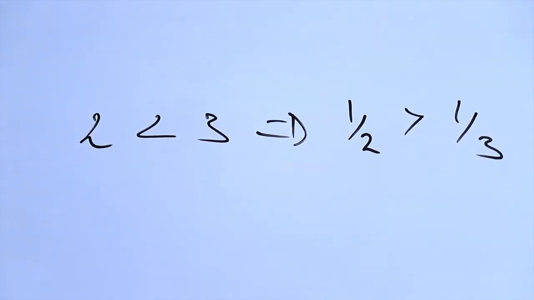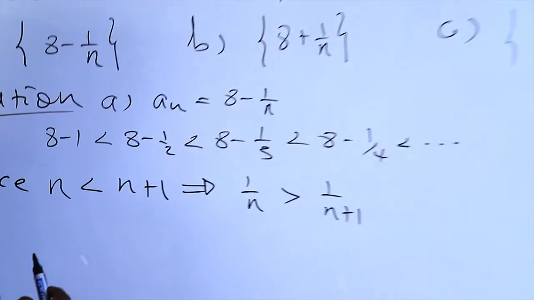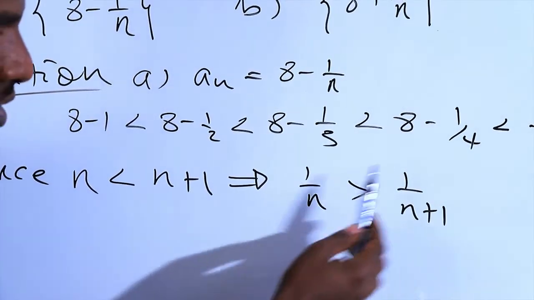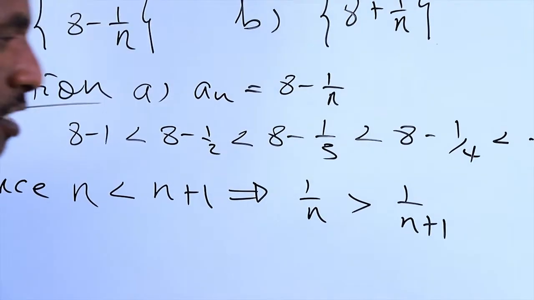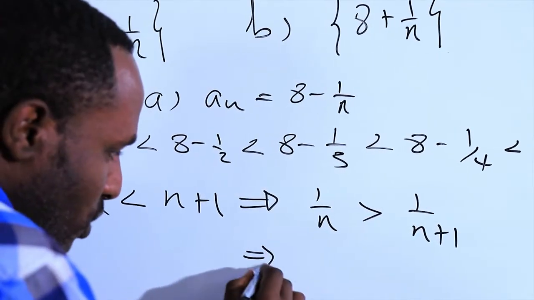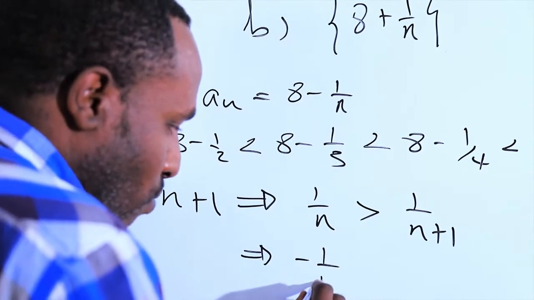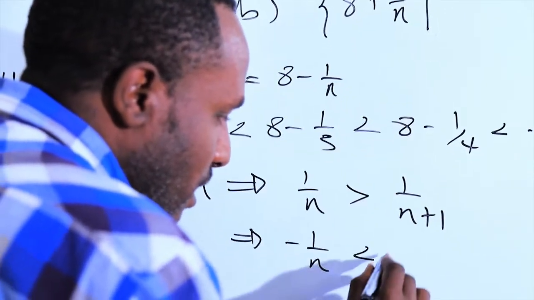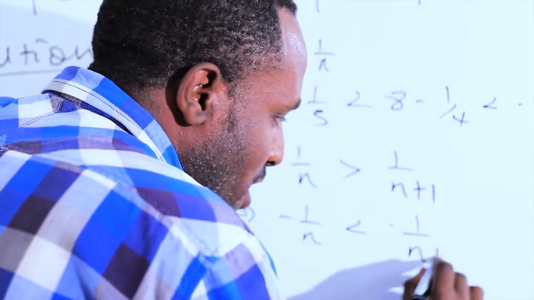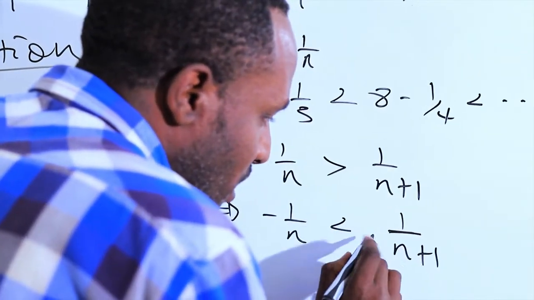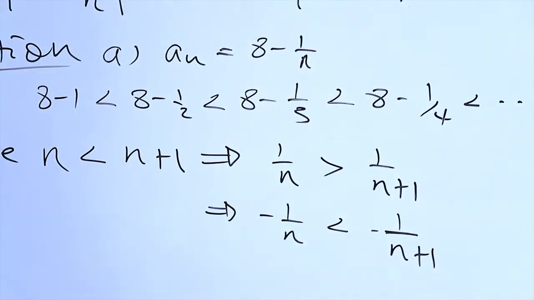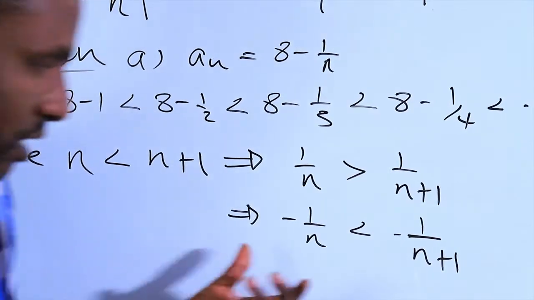In the same fashion here, since n is less than n plus 1, we can say 1 over n is greater than 1 over n plus 1. From this, if you multiply both sides by negative 1, we can say negative 1 over n is less than negative 1 over n plus 1. Nothing else is done here, simply multiplying both sides by negative 1.